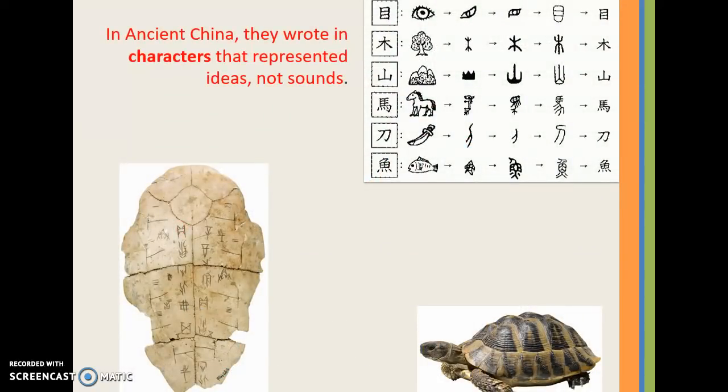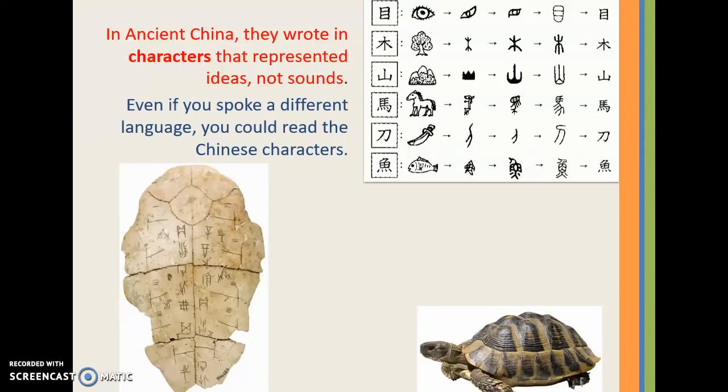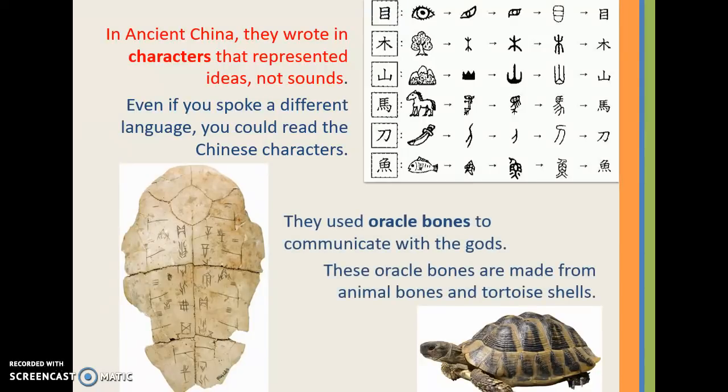Now, in ancient China, the writing system that they used were characters that represented ideas, not sounds. If you think of our alphabet, A, B, C, D, those are symbols that represent sounds, right? A makes A, B makes B, C makes K. They're sounds. These are representing ideas. It is said that even if you spoke a different language, you could read Chinese characters. Guys, I speak a different language. I can't figure it out. Good luck. And finally, they used oracle bones to communicate with the gods.